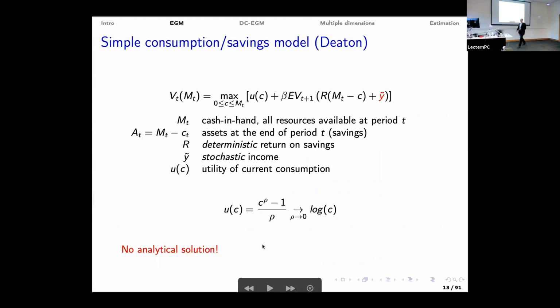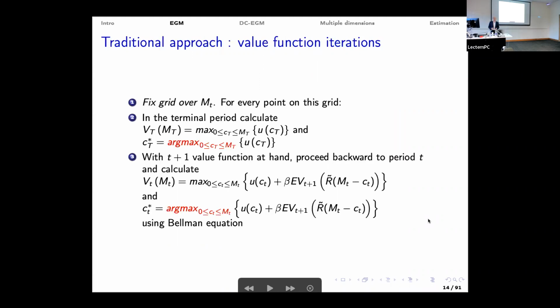All right, let's make things a little bit more complicated and add this stochastic return, the y tilde. Suddenly the problem doesn't have the analytical solution anymore, because the intertemporal budget is complicated by the presence of this stochastic income that this person is getting every time period. Everything else is the same. So let's think about how we solve this problem now.